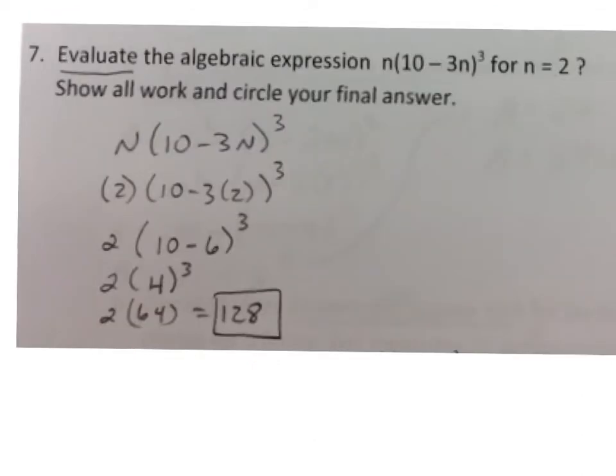Now in this problem, question number 7, it says evaluate. So remember, when you evaluate, you're going to plug in. So we have n is 2. Every time I see an n, I'm going to plug in 2. And that's what I have: 10 minus 3 times 2, all to the third power. Now, order of operations says I've got to take care of the inside first. So 2 times 3 is 6, and 10 minus 6 is 4. Then I have 2 times 4 to the third power. You do the exponent first. So 4 to the third power is 64. You simply multiply it by 2, and you get 128.